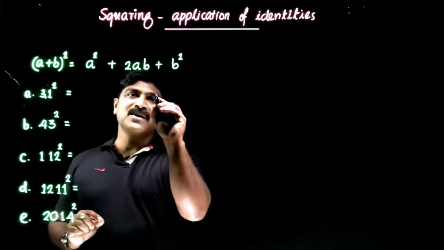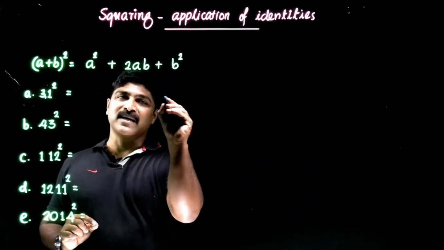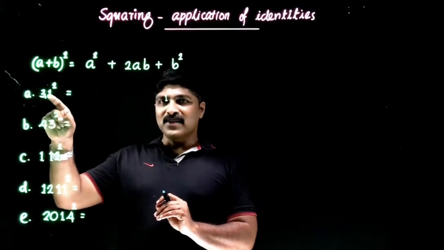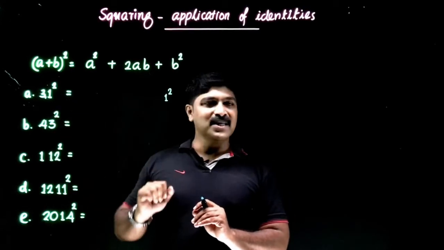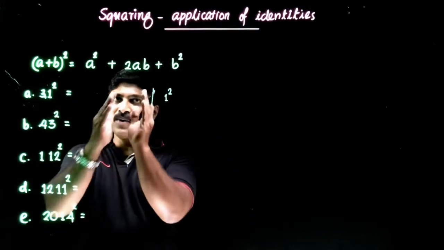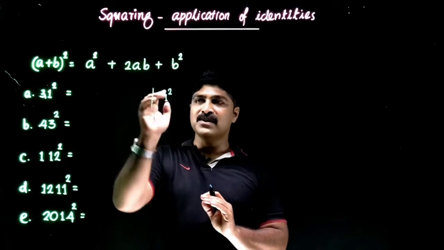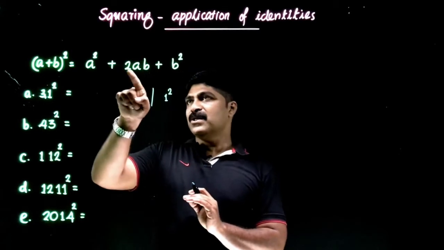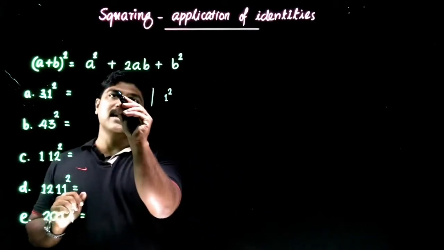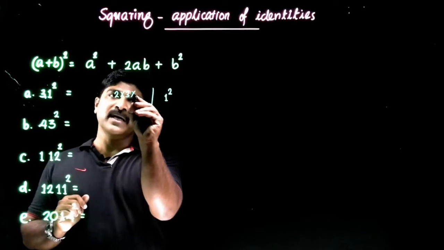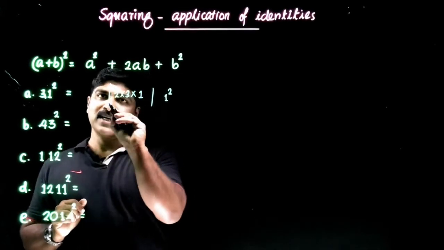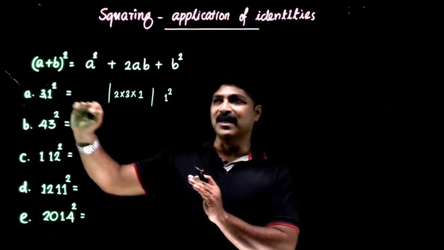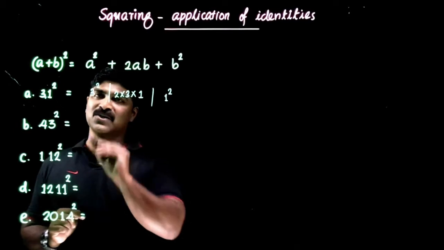So the first part is b square. Here b square is 1 square, because in this 31, 1 is b. And what about the second step? Instead of the plus, I am separating the steps of operation by using bars. So the second step is 2ab, which here is 2 into 3 into 1. And the third step is a square. Here a is 3, therefore this is 3 square.